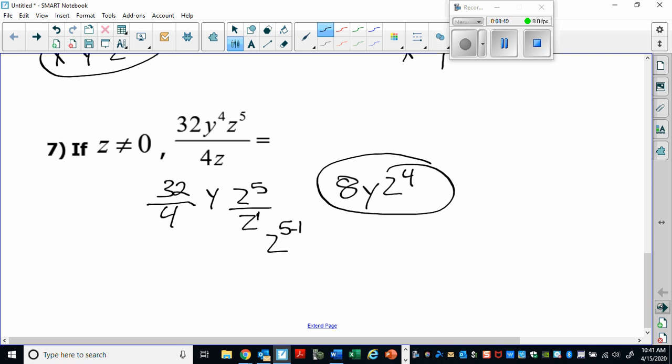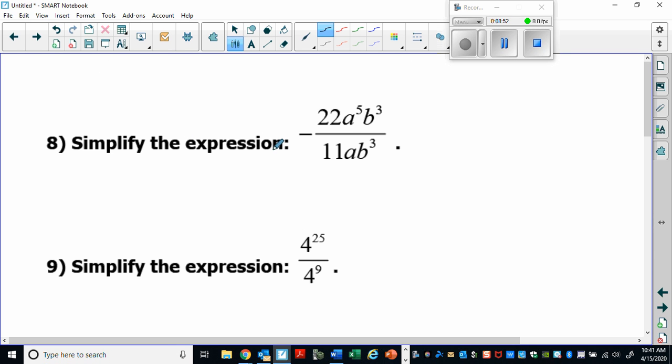All right, moving on. Simplify the expression here. We have to see what we can combine, what's like, and how we can simplify those. So we have 22 divided by 11. That is like, so I'm going to go ahead and break that.